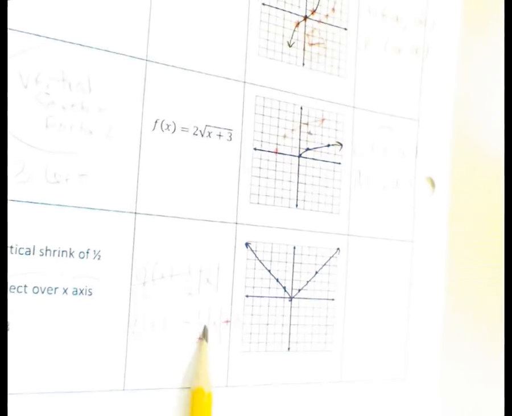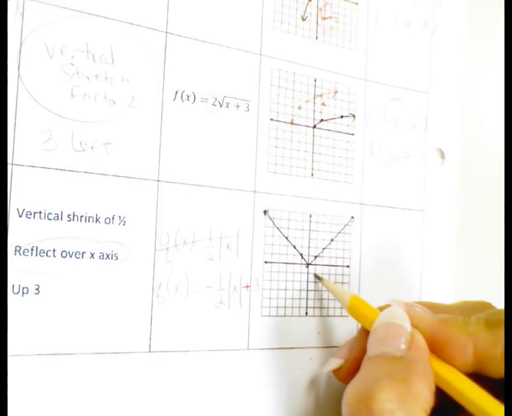So how would we graph this? If I was plugging in x, I would do this first. Then I would multiply by -1/2, and I'm going to add 3 last. So I'm going to do the reflection, then the vertical shrink, and then I'm going to add 3. So the reflection. Here's the reflection.